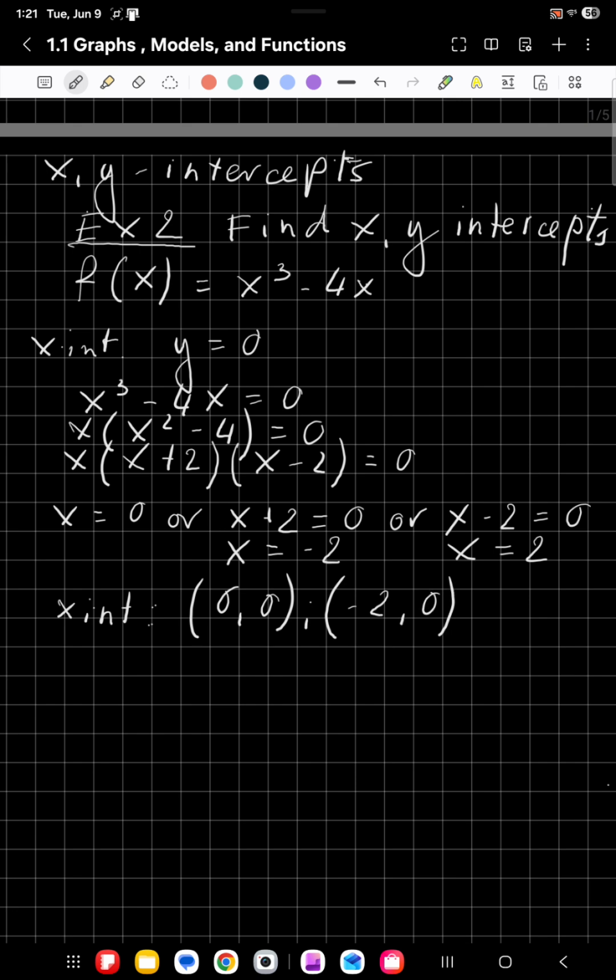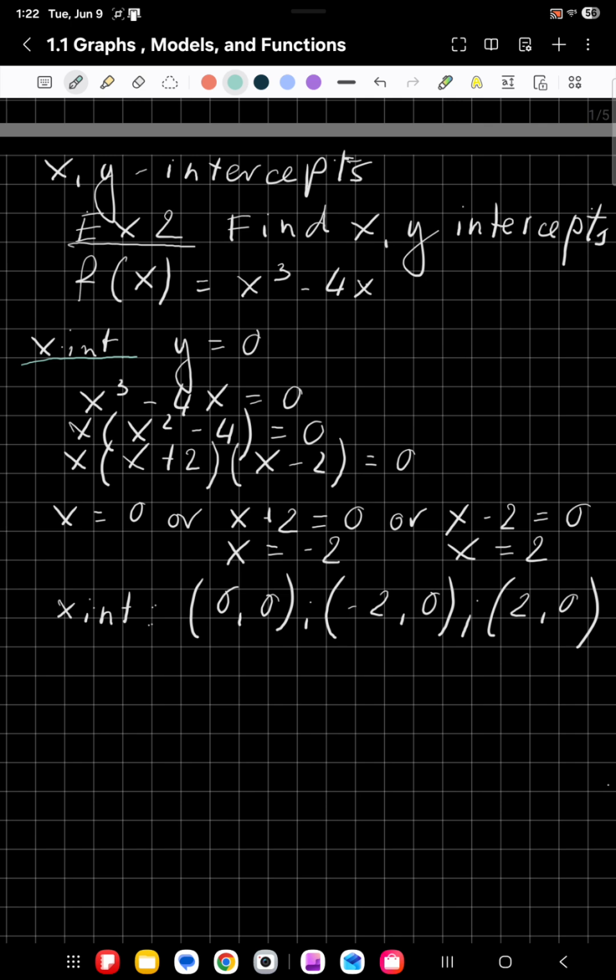Right, so what we found is the axis points, right? The y value is always 0, so I'm just writing them out with 0. All right, so we found x-intercepts. Let's find the y-intercept.